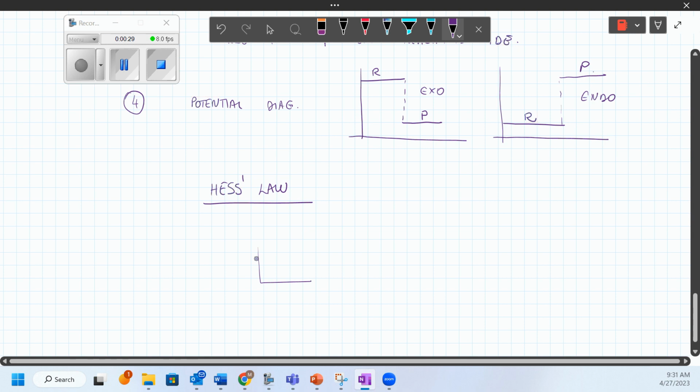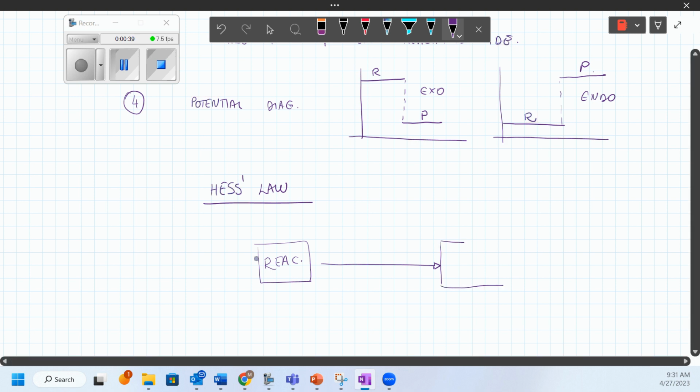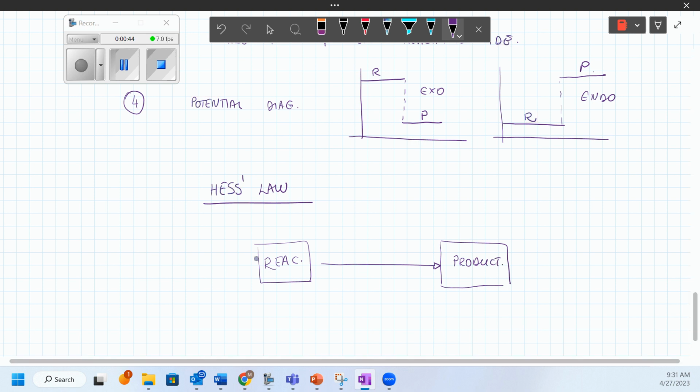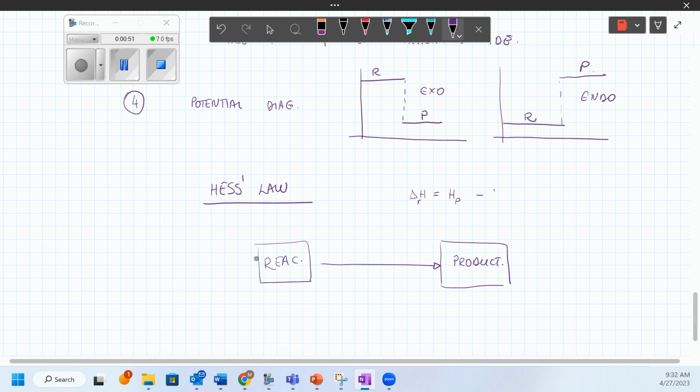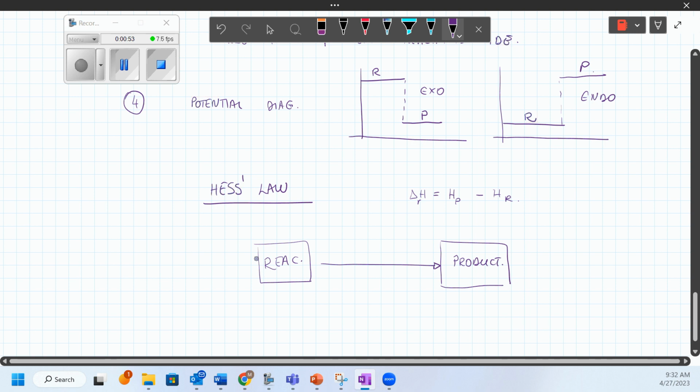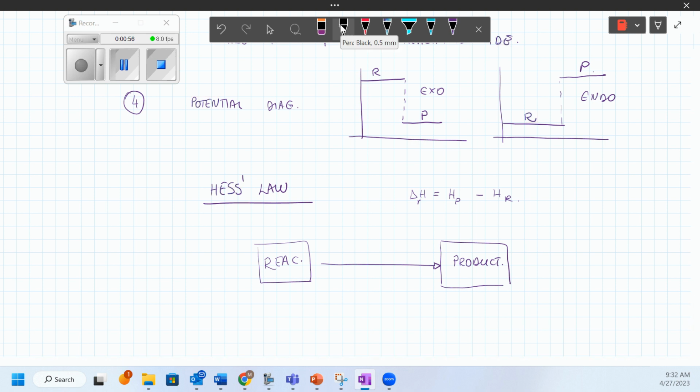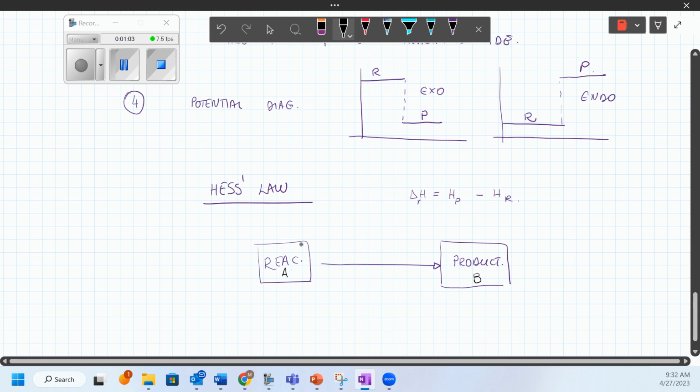If we have reactants here that are reacting together, and then we have the products here. And now, as we know, the change of enthalpy of the reaction is whatever is the enthalpy of the products minus the enthalpy of the reactants. He was saying that it doesn't matter how you go from reactant, let's say A, to products, let's say B.